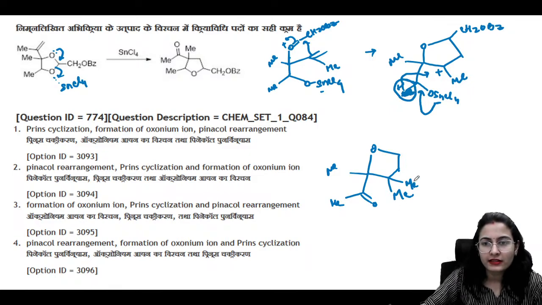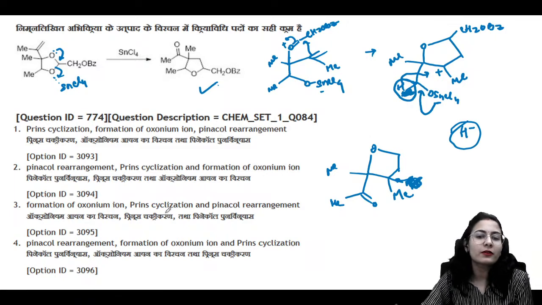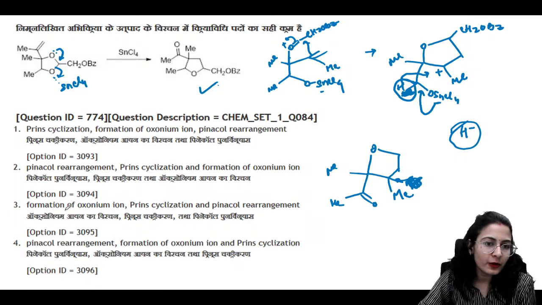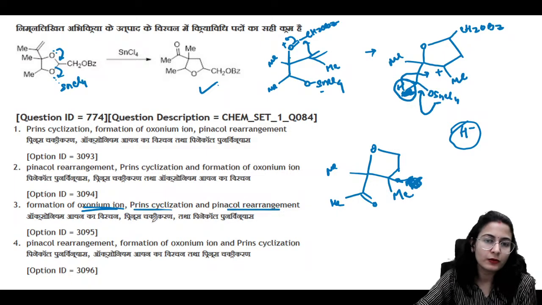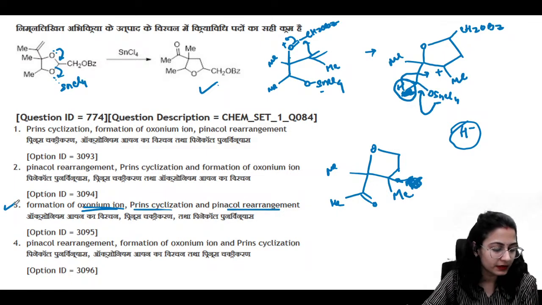Okay, we have to look at this because the product is given like this. In the product it is given like this, so we are shifting a hydride over here, not a methyl. So it is first of all formation of oxonium ion, Prins cyclization and pinacolone rearrangement. Answer is option number 3.